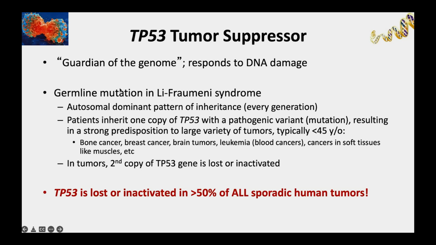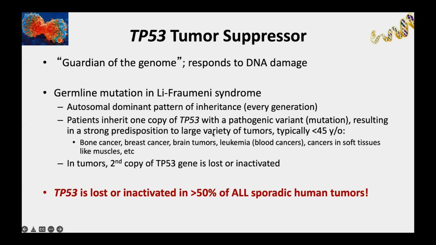TP53 is also involved in a cancer predisposition syndrome called Li-Fraumeni syndrome. And in this case, there's a germline mutation of TP53 that is inherited from one generation to the next. Patients inherit one copy of this TP53 gene with a pathogenic variant or mutation in that gene. And that gives them a very strong predisposition to many different cancers.